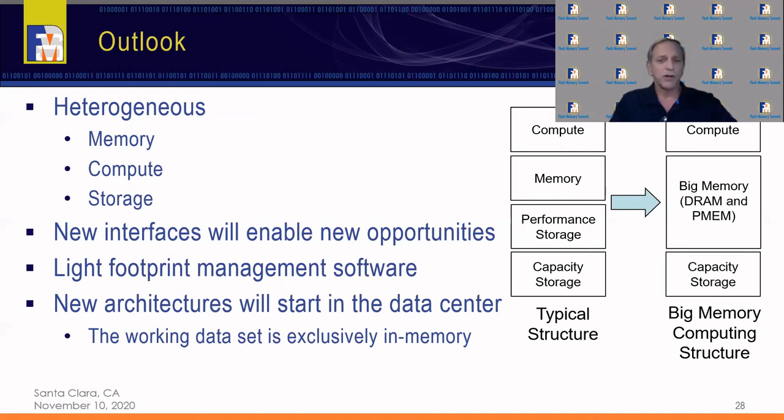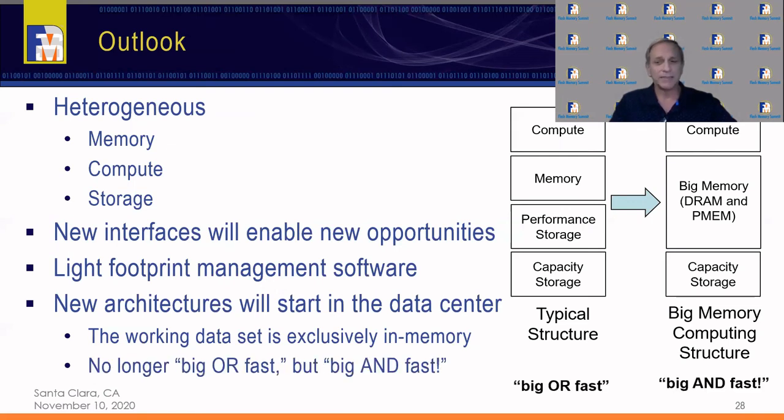New interfaces will greatly expand the size and location of what is considered local memory. This should create opportunities for new features provided by management software with a light footprint. The emerging hardware, software, and interfaces will enable new architectures that will start in the data center and will support real-time and bigger data problem solving. We'll no longer have to decide if we want our memory big or fast. With proper big memory management, it will be big and fast.